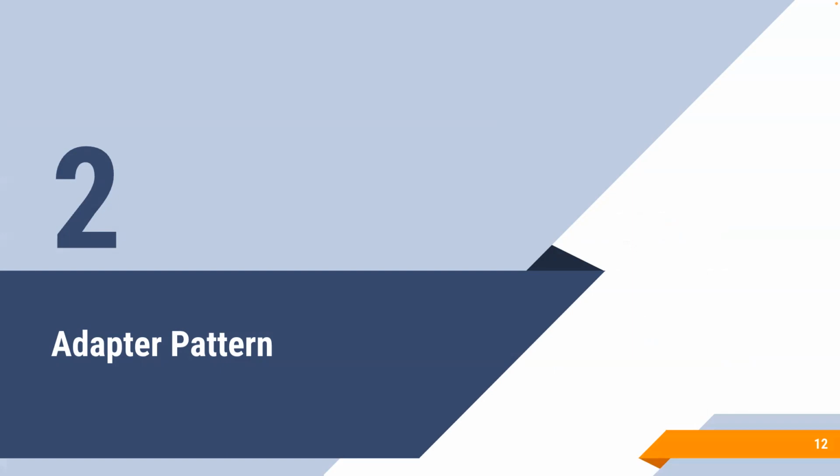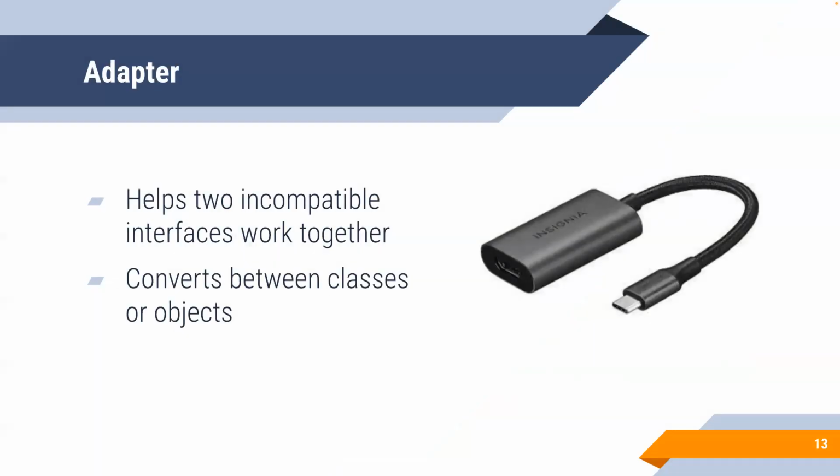Perfect. Okay, so now we're going to go into design patterns. So this is more like within the code, like this isn't the whole app. So we have the adapter pattern. It helps two incompatible interfaces work together, and you can kind of convert between classes or objects.